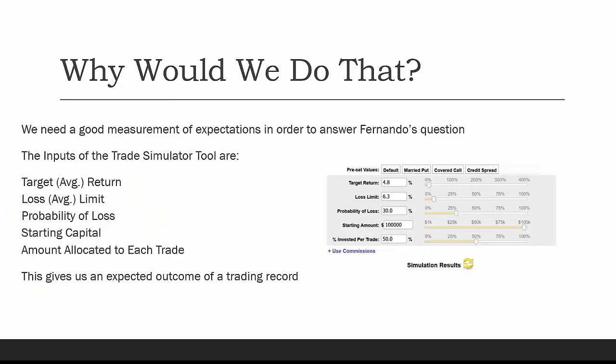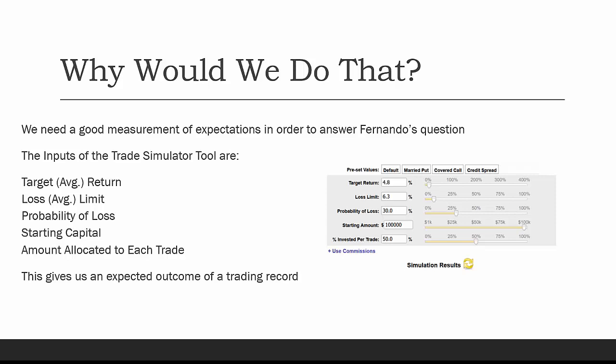Now, we did all this because we need a good measurement of expectations in order to answer Fernando's questions. We're going to take the inputs of the summary of those 12 months, and we'll use that in the Trade Simulator tool at Radioactive Trading to input our target return, the average return on winners, the average loss on the losers for that whole 12-month period, probability of success or probability of loss, and then we'll use the starting capital and the amount of that capital allocated to each individual trade.